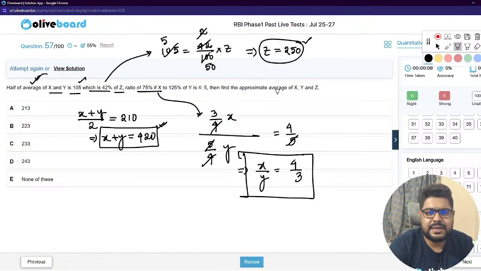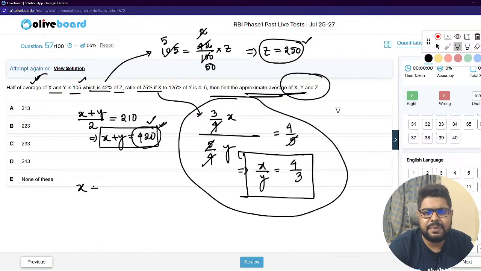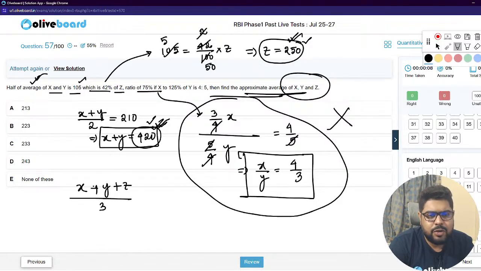Also anything else? Find the approximate average of x, y, z. Sir, the x, y, z average will be what? X plus y is 420. So I don't actually need this. Since they are asking for the average, I don't really need this. Because x plus y I am getting from here, z already I know. So the average of x plus y plus z means divided by 3. So 420 plus this 670, divided by 3.